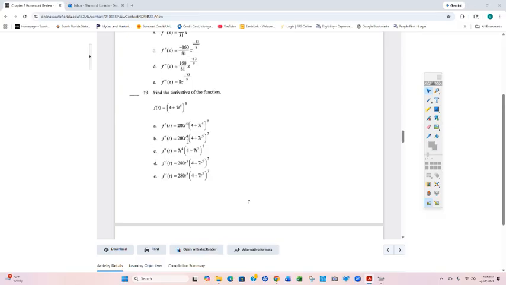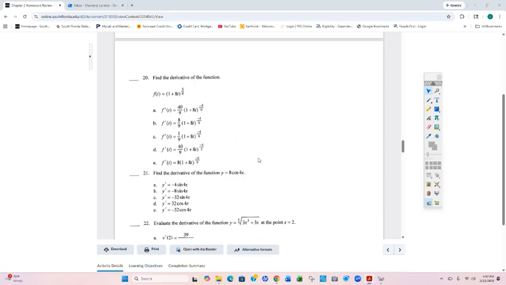B, f prime of t equals 280t to the 4th, and then in parentheses, 4 plus 7t to the 5th, and all of that is to the 7th power. C, f prime of t equals 7t to the 4th, and then in parentheses, we have 4 plus 7t to the 5th, and all of that is to the 7th power. D, f prime of t equals 280t to the 7th, and then in parentheses, we have 4 plus 7t to the 5th, all of that to the 7th power. E, f prime of t equals 280t to the 8th, and then in parentheses, 4 plus 7t to the 5th, to the 7th power. Correct answer on 19 is B, and that is from section 2.4.